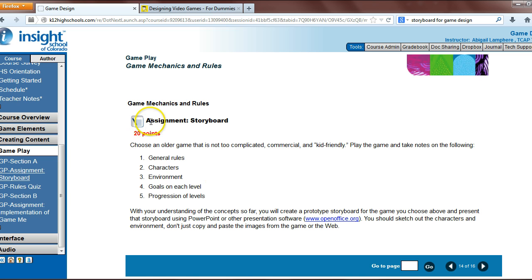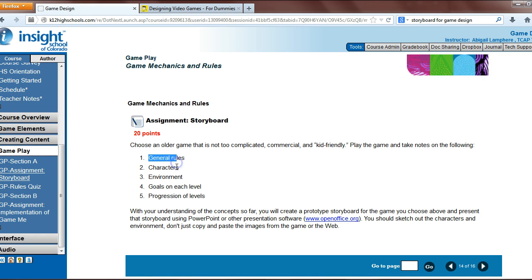So let's first look at this assignment, Storyboard. This is under your gameplay unit, the very first assignment under section A. For this assignment, you're supposed to choose an older game that's not too complicated, kid-friendly. Like I had a couple students already do Mario and Sonic and those older classic games. And take notes on the following.